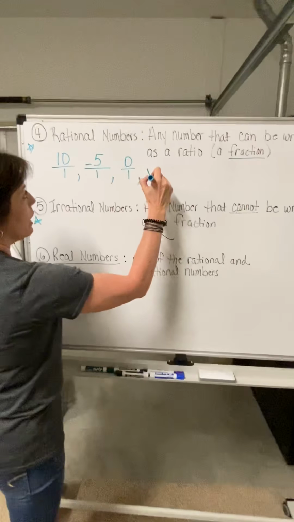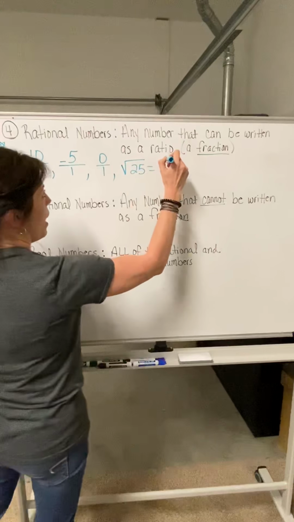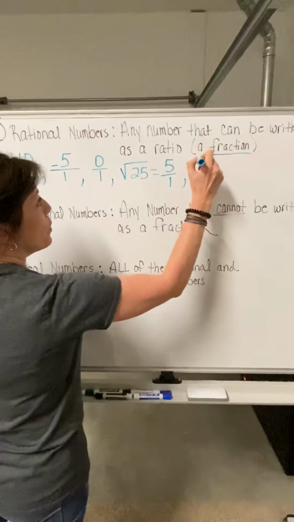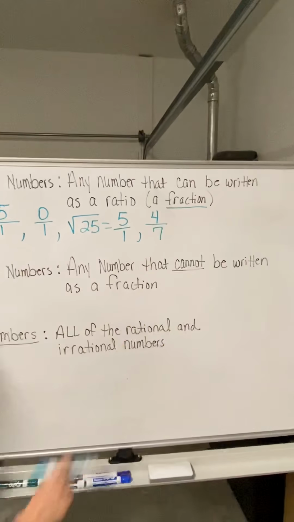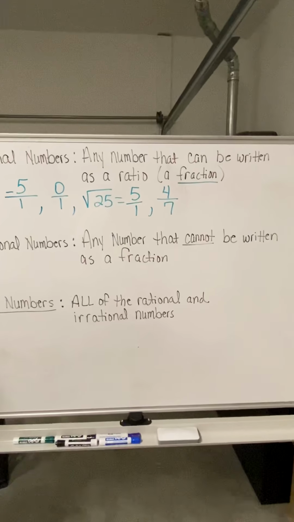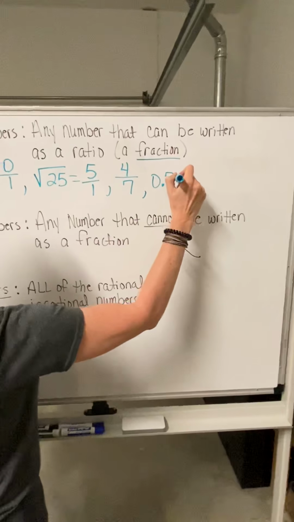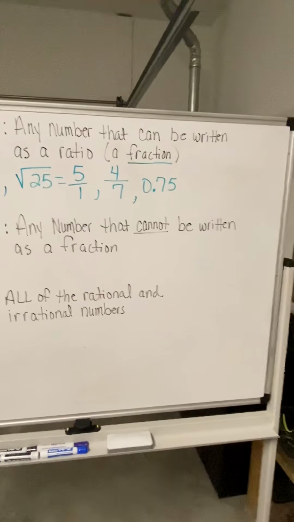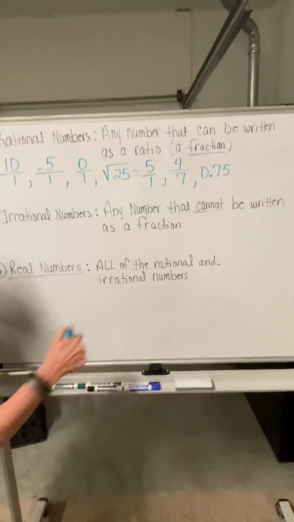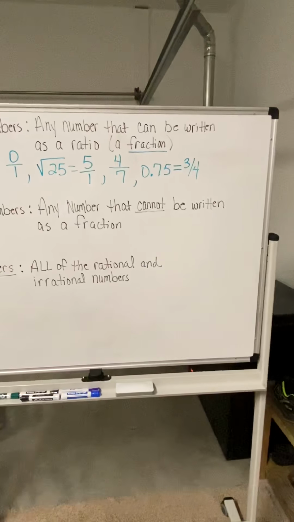You could have the square root of 25. What's the square root of 25 going to equal? 5. And can you write 5 as a fraction? You can, by putting a 1 under it. You also are going to have your basic fraction, okay? Can I write 4/7 as a fraction? I can, because it's already a fraction. You can have terminating decimals like 0.75. If you have 0.75, what you need to ask yourself is, can you write that as a fraction? And 0.75 rewrites to 3/4 as a fraction.